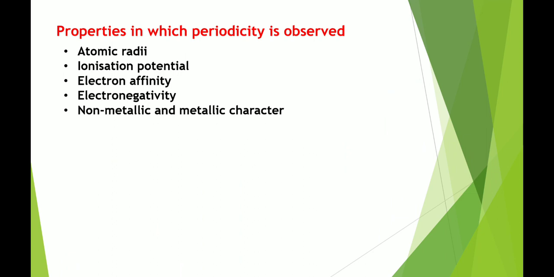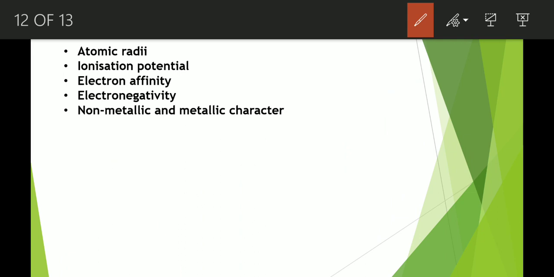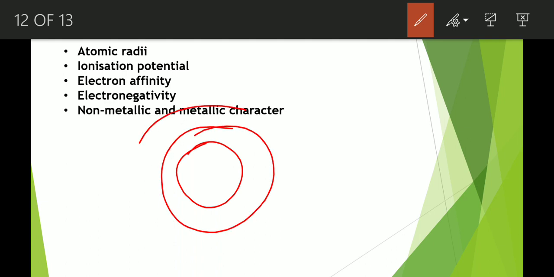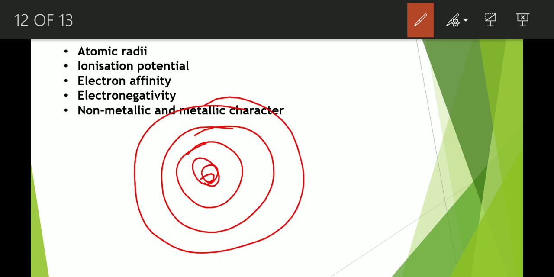Now first comes atomic radius. What is atomic radius? Atomic radius is the distance between the center of the nucleus and the outermost shell of the atom. Suppose this is an atom. This is the nucleus. So it is the distance between the center of the nucleus and the outermost shell of an atom. This distance we will represent as atomic radius. Clear?